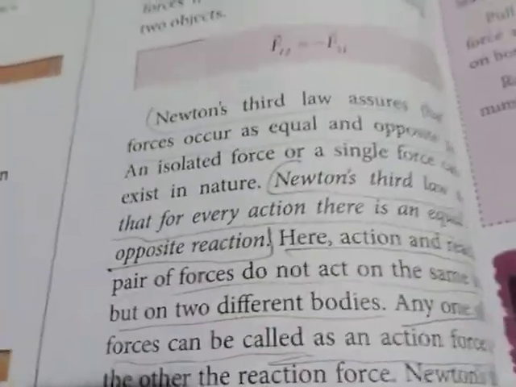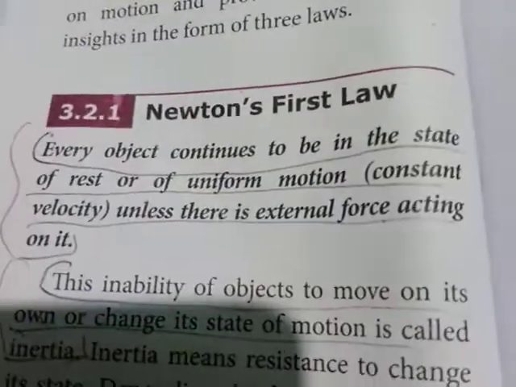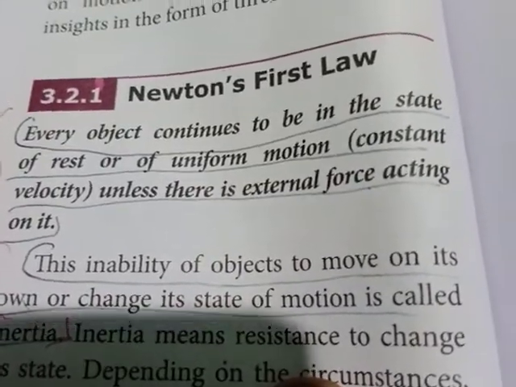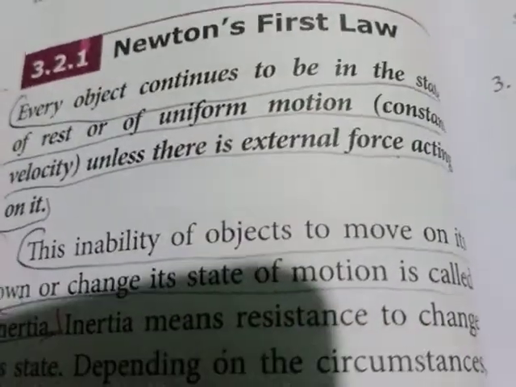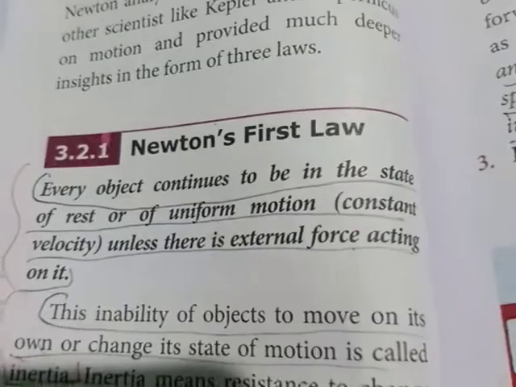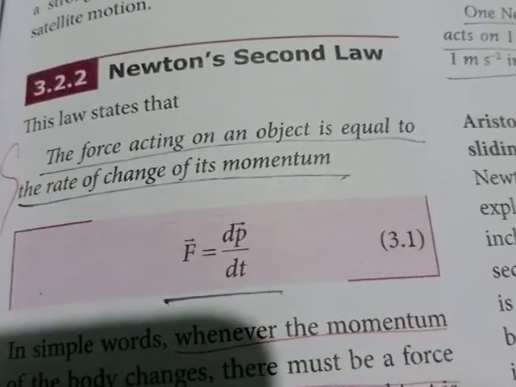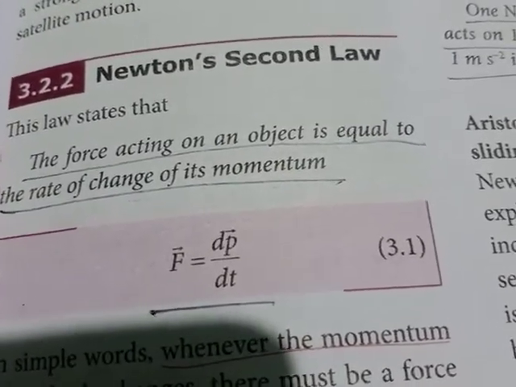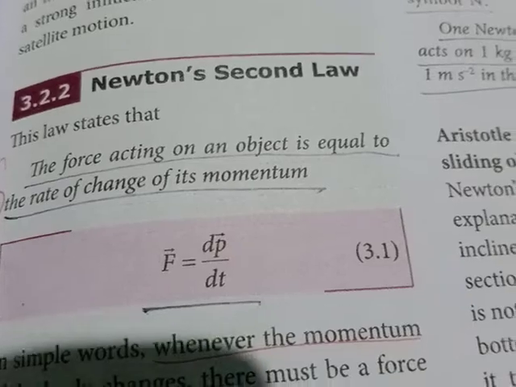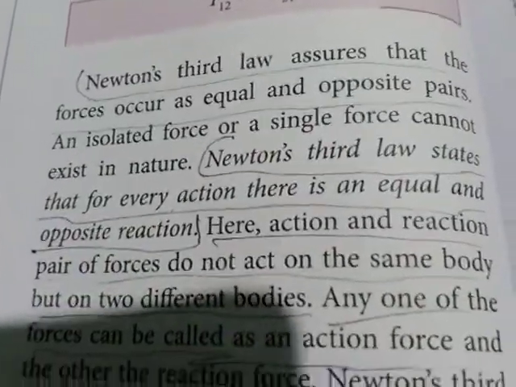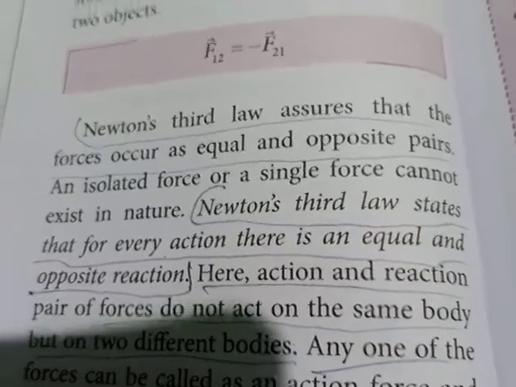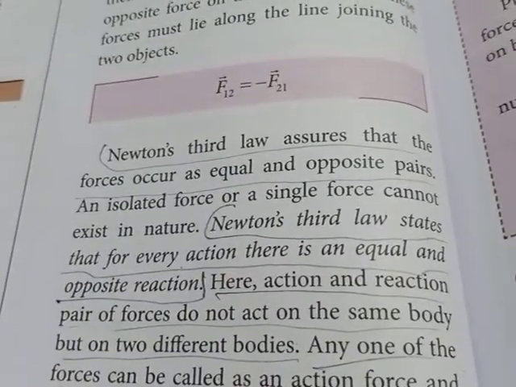So what is Newton's first law? Newton's first law is that every object continues to be in the state of rest or uniform motion unless there is an external force acting on it. Newton's second law: the force acting on an object is equal to the rate of change of its momentum, F = dp/dt. And Newton's third law is that for every action there is an equal and opposite reaction.